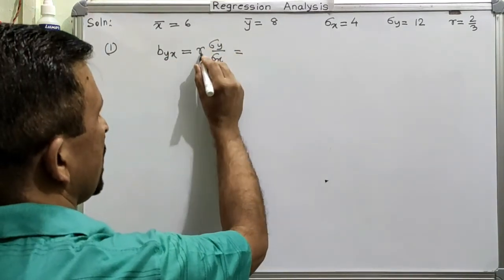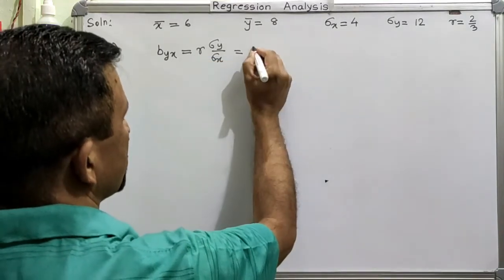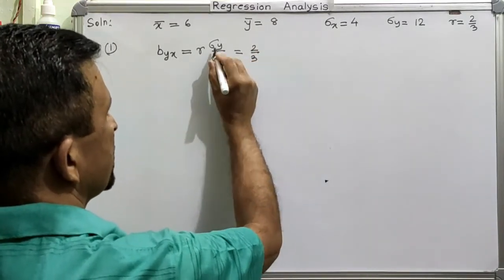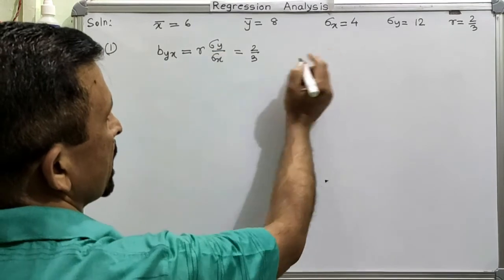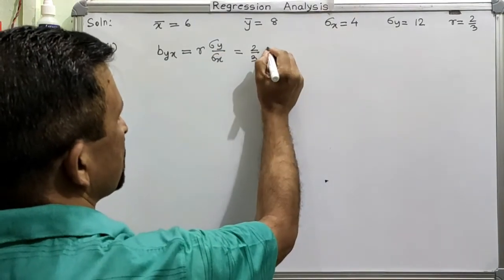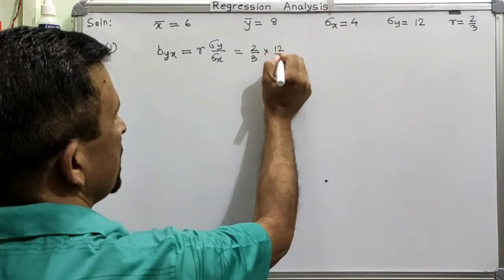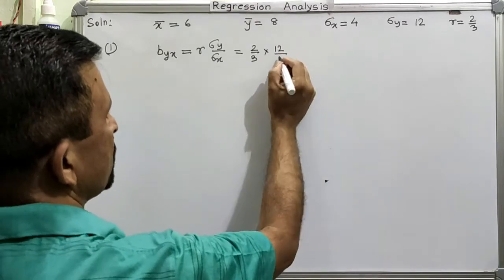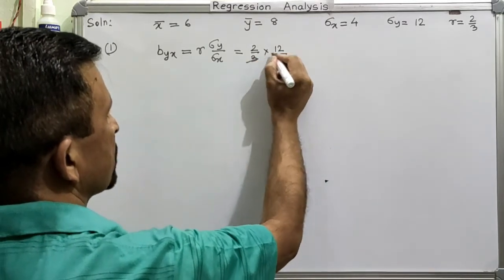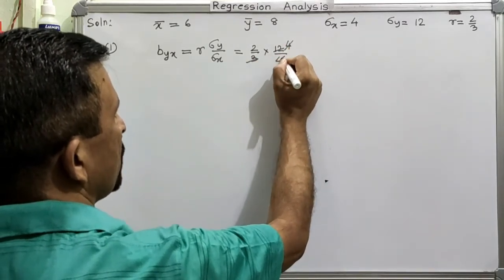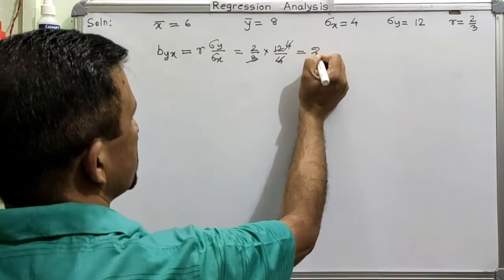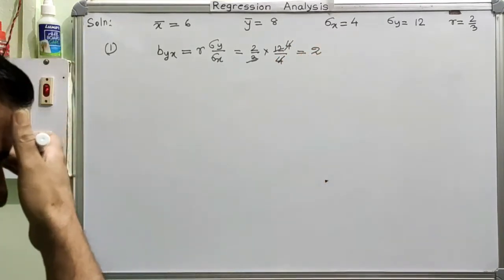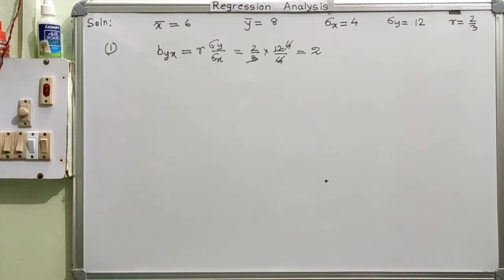Now, let us put the value. r is equal to 2 over 3, sigma y is 12, and sigma x is 4. Now simplify. 3 4s are 12. 4 cancel. Your answer is 2. So this is your regression coefficient of y on x.